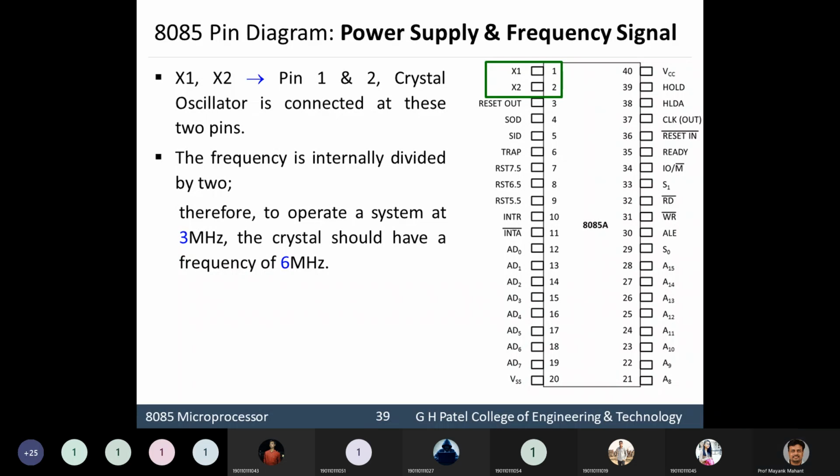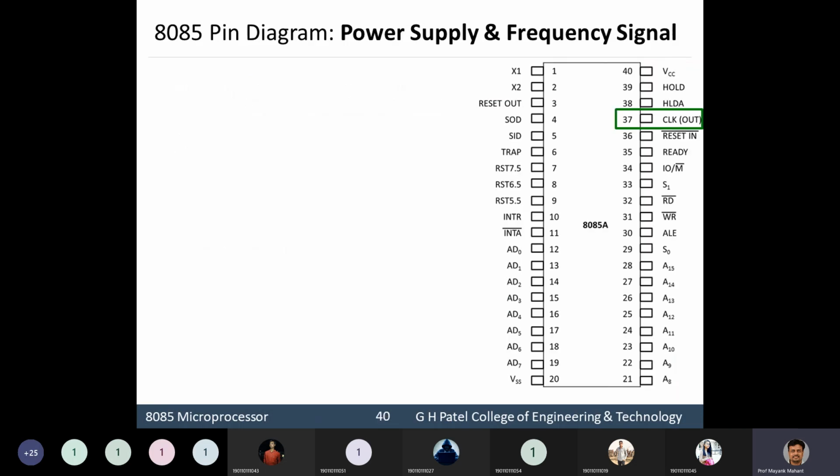Hello. Yes, sir. Okay, so this is a viva question generally being asked: why is the frequency divided by 2? At that point you may be able to give an answer: to get an exactly 50% duty cycle we divide the frequency by 2. So if you want to operate your microprocessor at 3 megahertz, then the crystal connected to pins 1 and 2 must be at 6 megahertz.